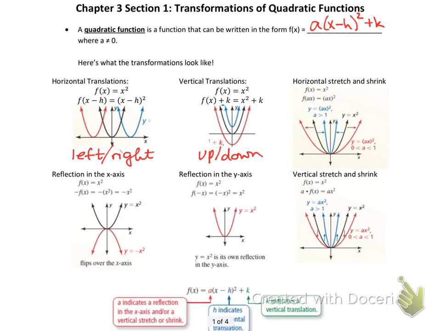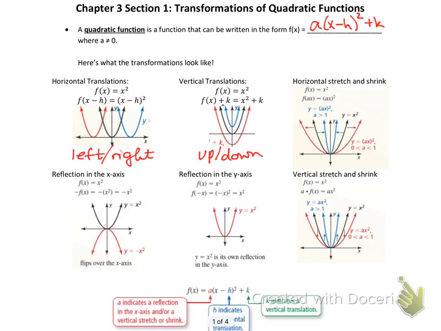Now you might notice that the reflection in the y-axis looks very similar to the original, and it is, because just like that absolute value function, that was a V, if you flip it over the y-axis, it looks exactly the same. It's going to do the same thing, because it's actually symmetric about that axis.